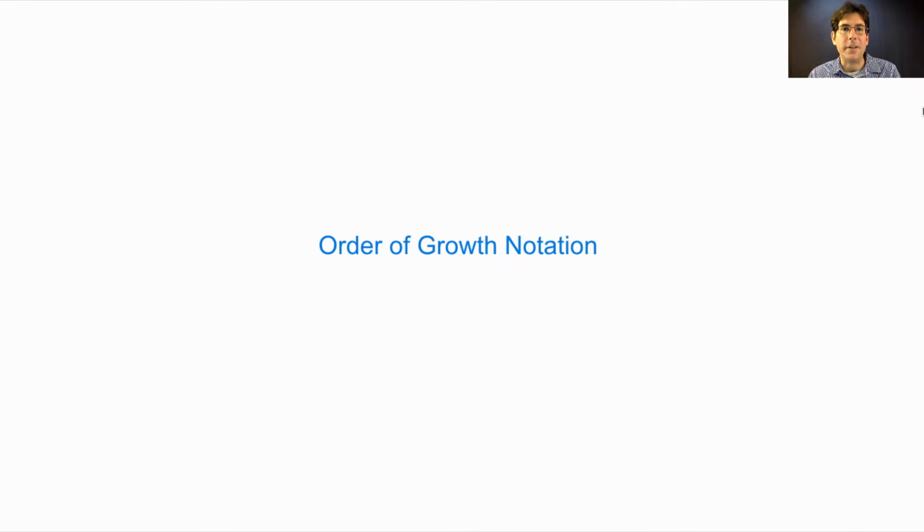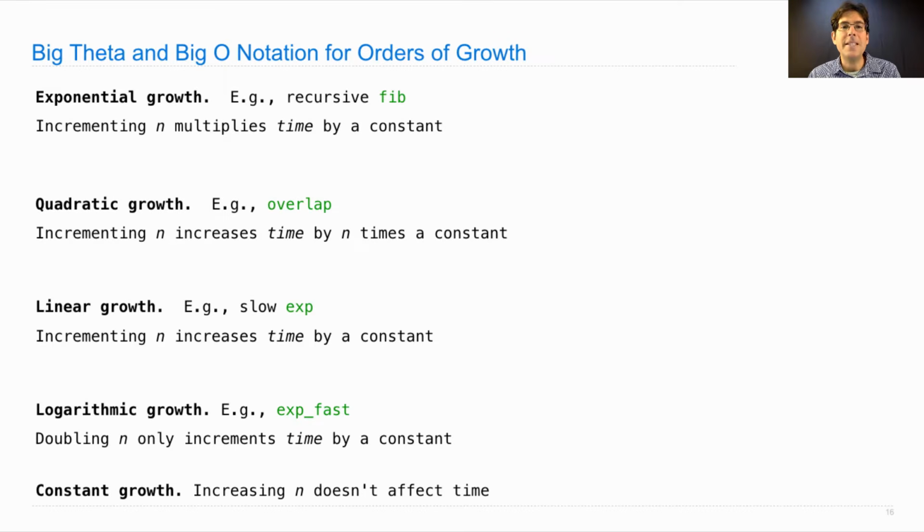Rather than telling you all the definitions, which you're welcome to look up on your own, I will show you the standard notation that's associated with those definitions because it's used so commonly that it might surprise you if you've never seen it before. So for these common orders of growth, exponential, quadratic, linear, logarithmic, and constant, the most typical way to describe each order of growth is with either big theta or big O notation.